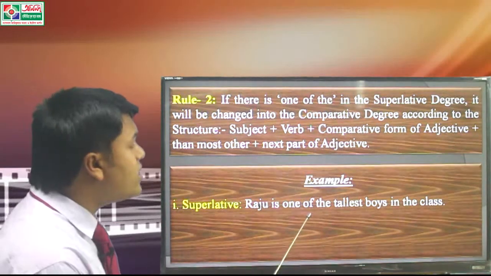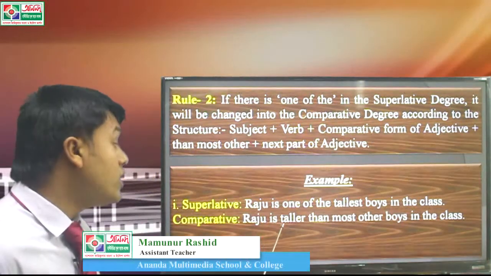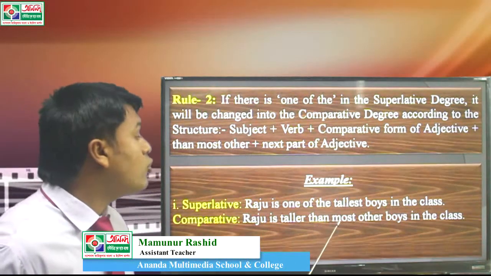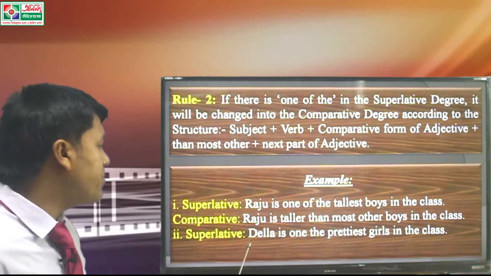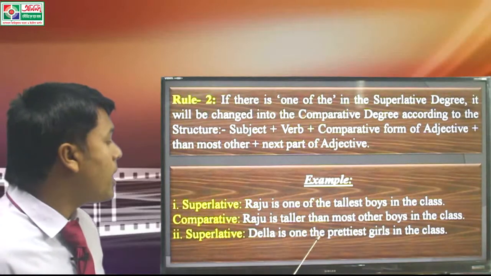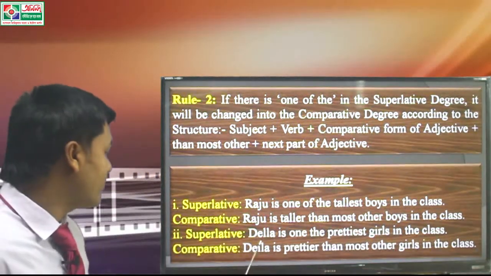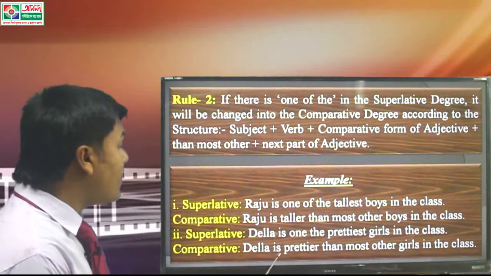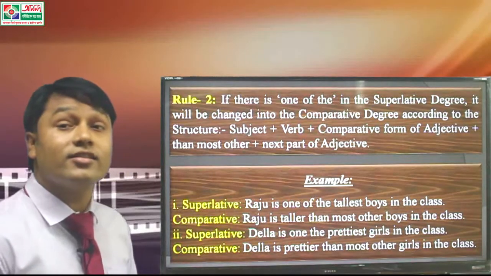Superlative: Raju is one of the tallest boys in the class. Comparative: Raju is taller than most other boys in the class. Superlative: Della is one of the prettiest girls in the class. Comparative: Della is prettier than most other girls in the class.